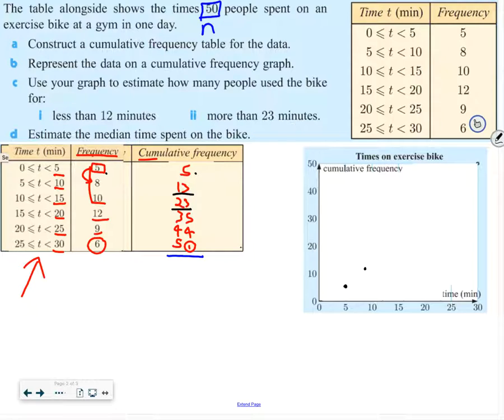At 15, 10 to 15, I'm at 23. So a little bit above 20. At 20, I'm going to be up to 35. And then at 25, I'm going to be at 44. So just a rough approximation here. And then at 30, I'm at 50. So it should be a curve that connects the dots.